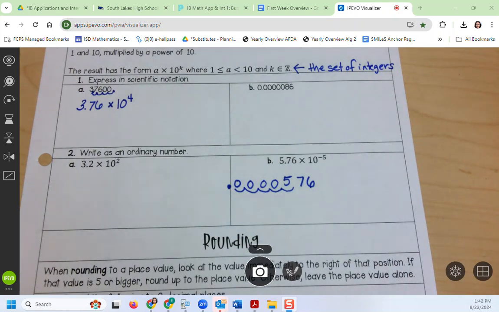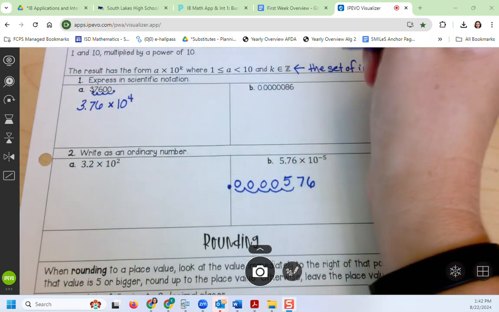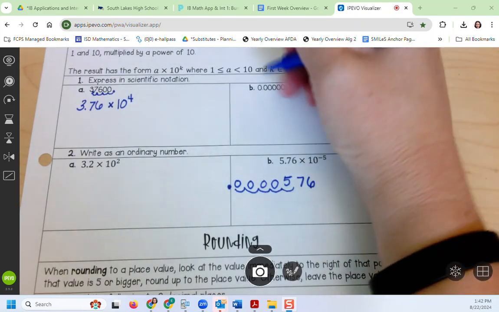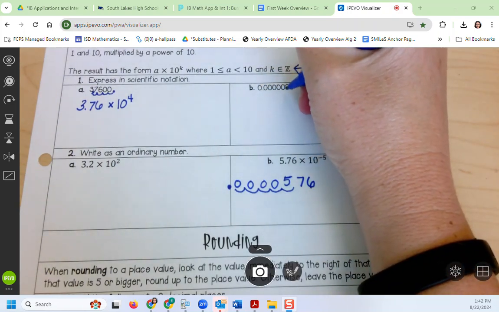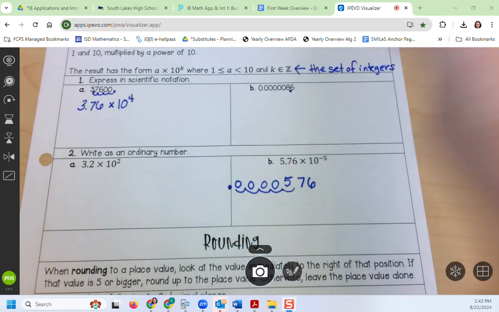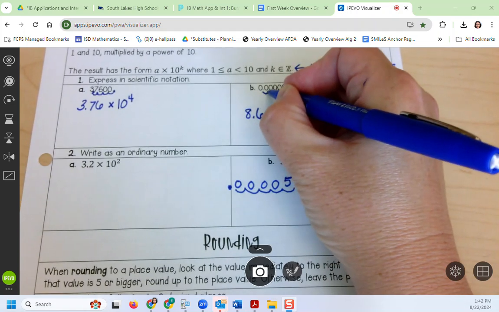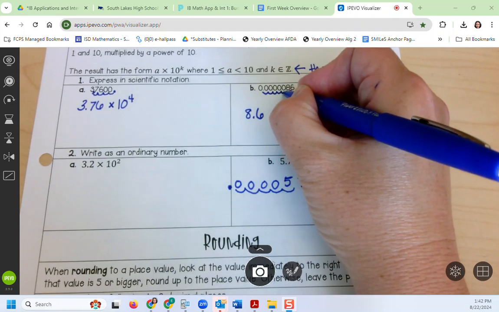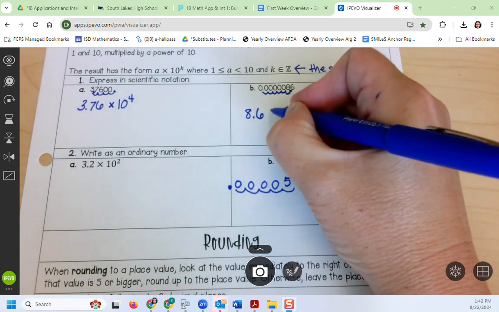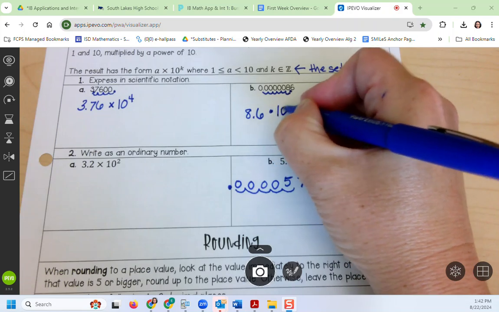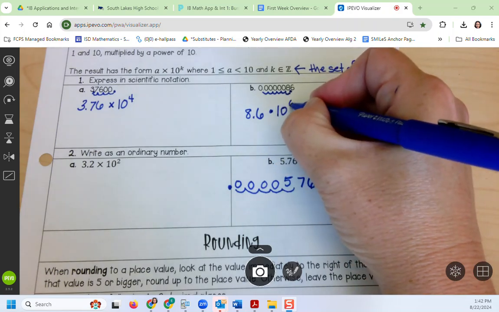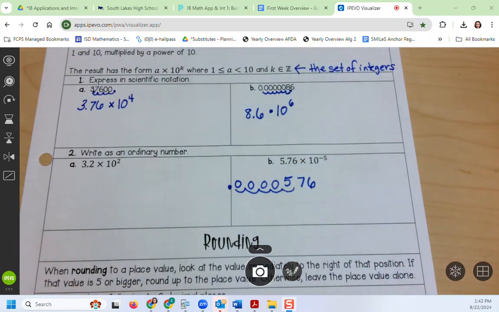Okay, next one. Again, you can look for the number that's between 1 and 10, or you can just find the first digit that's not 0 and then put the decimal after it. So it's 8.6. 1, 2, 3, 4, 5, 6. So times 10 to the 6. What did I forget? So Anne says there's a negative there.